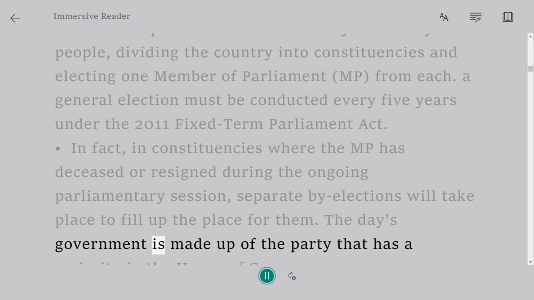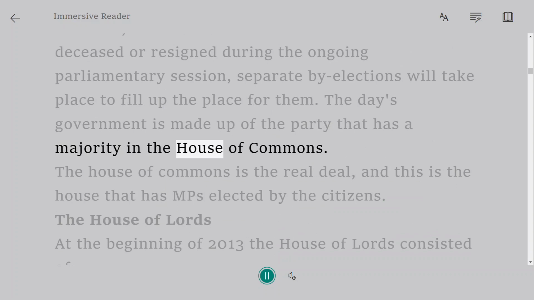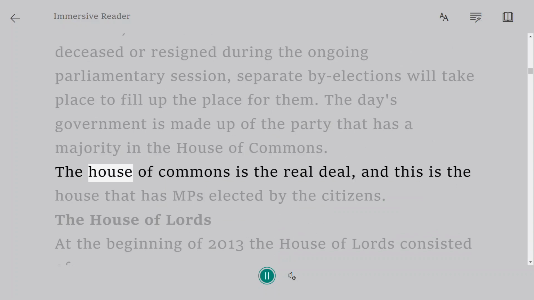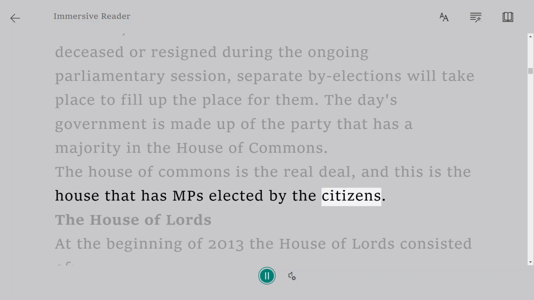The day's government is made up of the party that has a majority in the House of Commons. The House of Commons is the real deal, and this is the House that has MPs elected by the citizens.